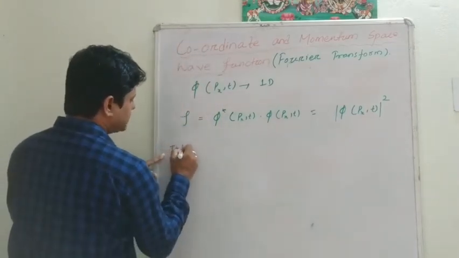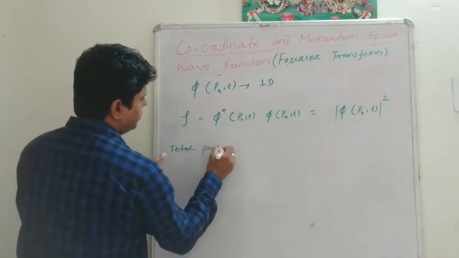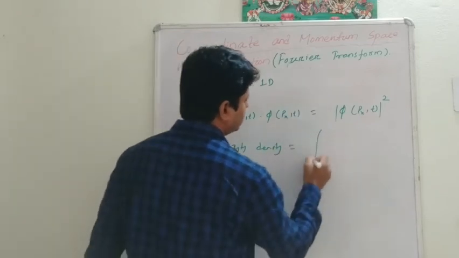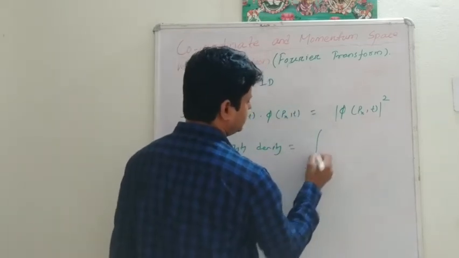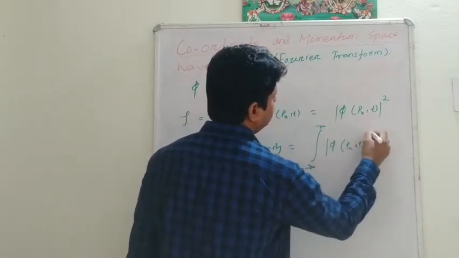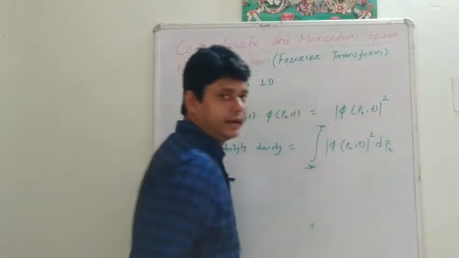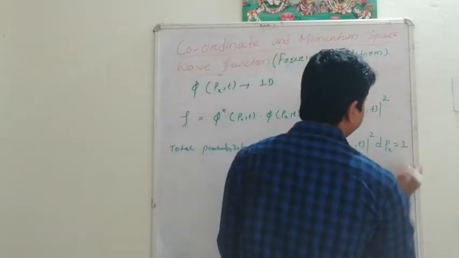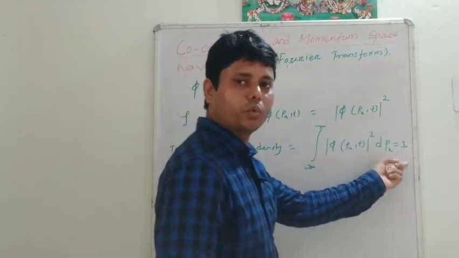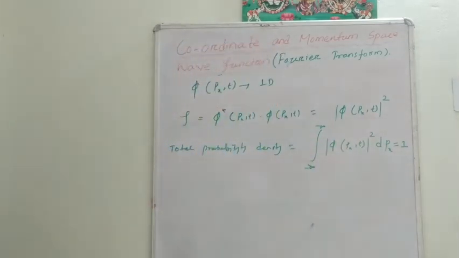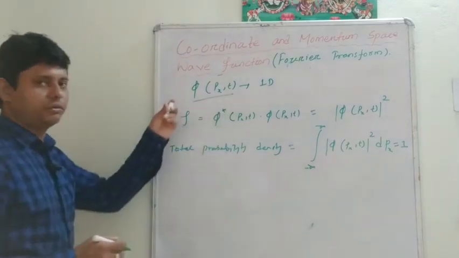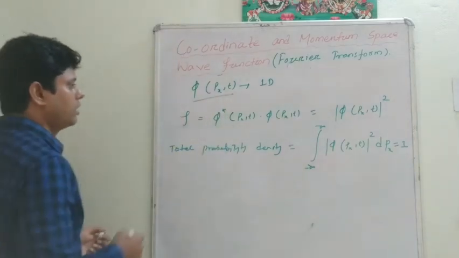Then the total probability will be equal to the integration from minus infinity to infinity of |phi(p, t)|² dp, which will be equal to 1, because we know that for a normalized wave function the total probability will be equal to 1. Now, if we are going to find the SI unit of the momentum space wave function, how much will it be?